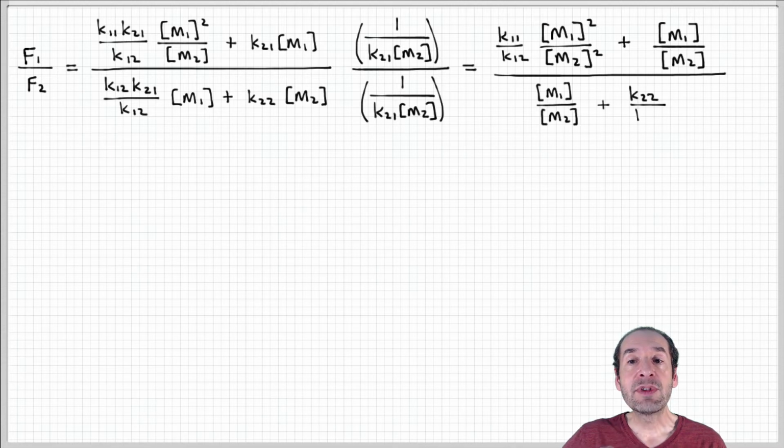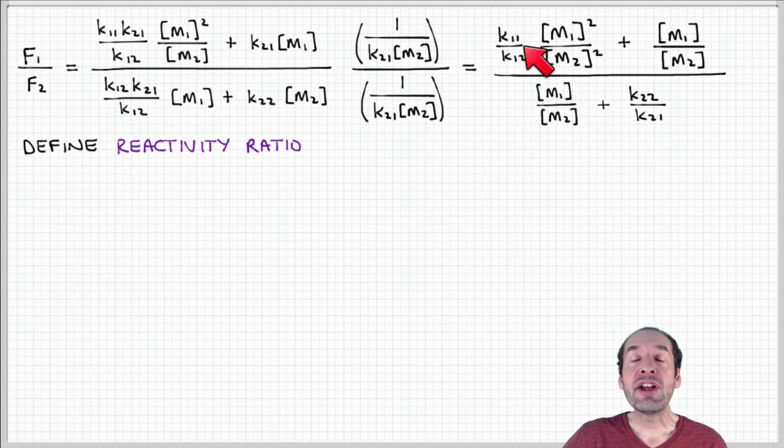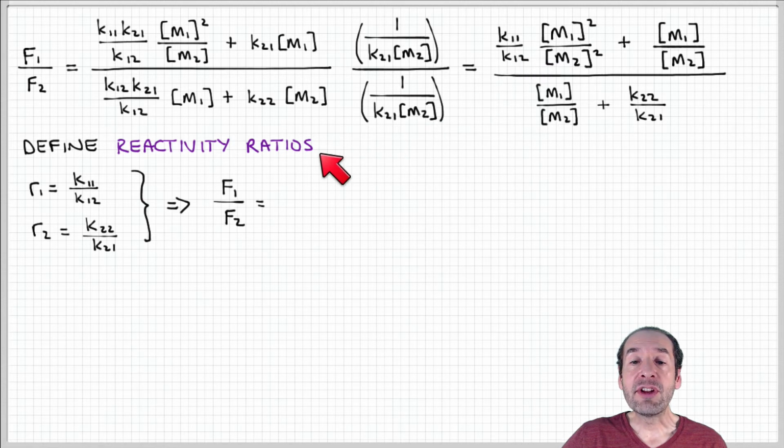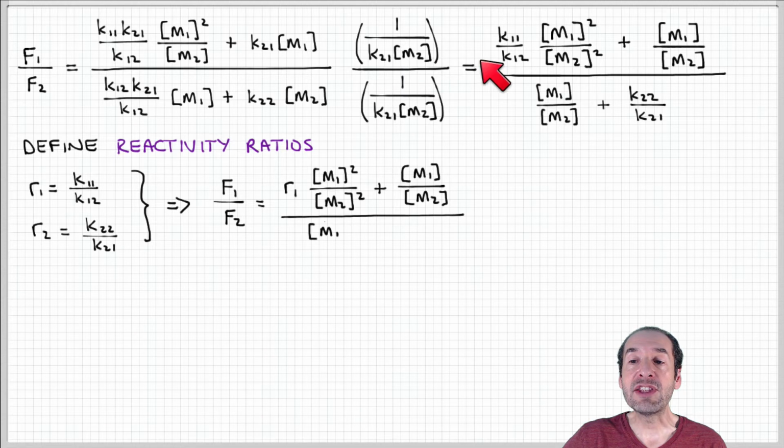And one step to doing that is to divide by this product k21 times M2. And so when we multiply that through, apply it to all these terms, we end up with this expression. And notice that this involves ratios of monomer 1 to monomer 2 and ratios of these rate constants. So now we can define something called a reactivity ratio, which is basically an expression of these ratios of these rate constants that appear in this equation.